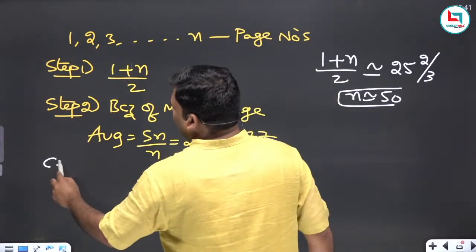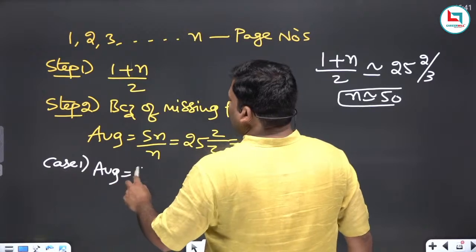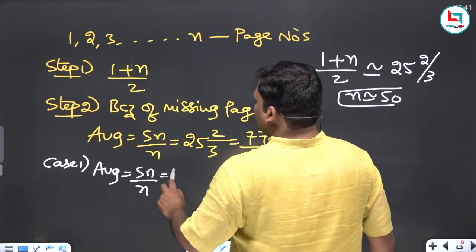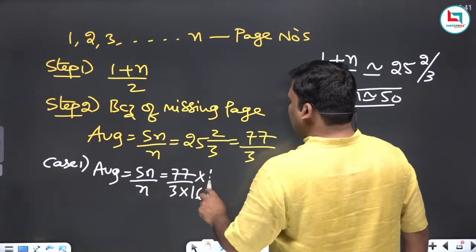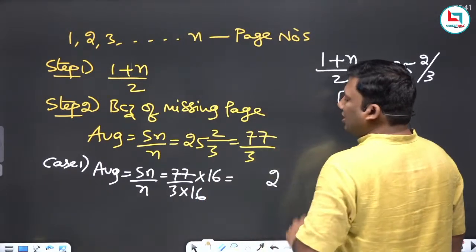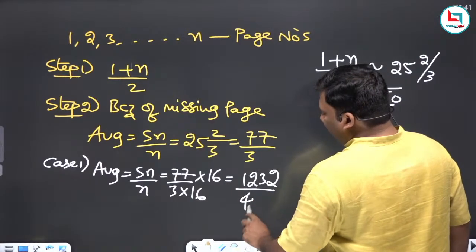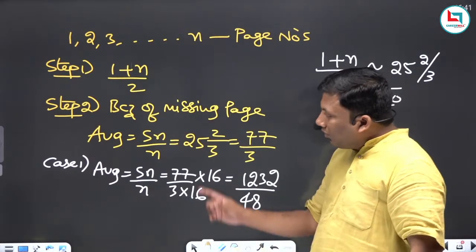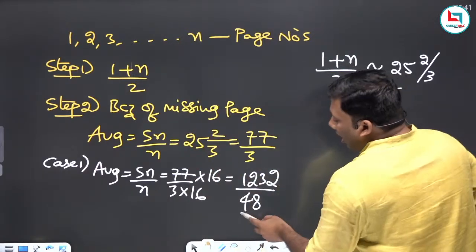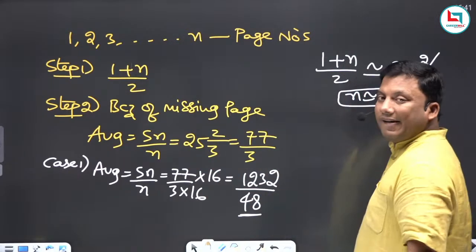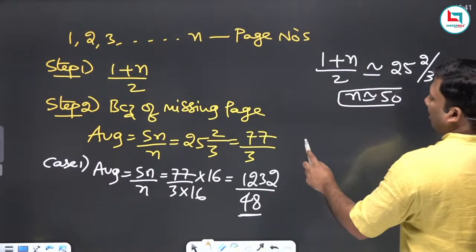Case number 1. Average is Sn by n, which is 77 by 3 into 16. 16 sevens are 112, so it is 1232 divided by 48. What is this average? We are finding the average for the page numbers. After one page is missing, how many page numbers are there? 48 page numbers are there.